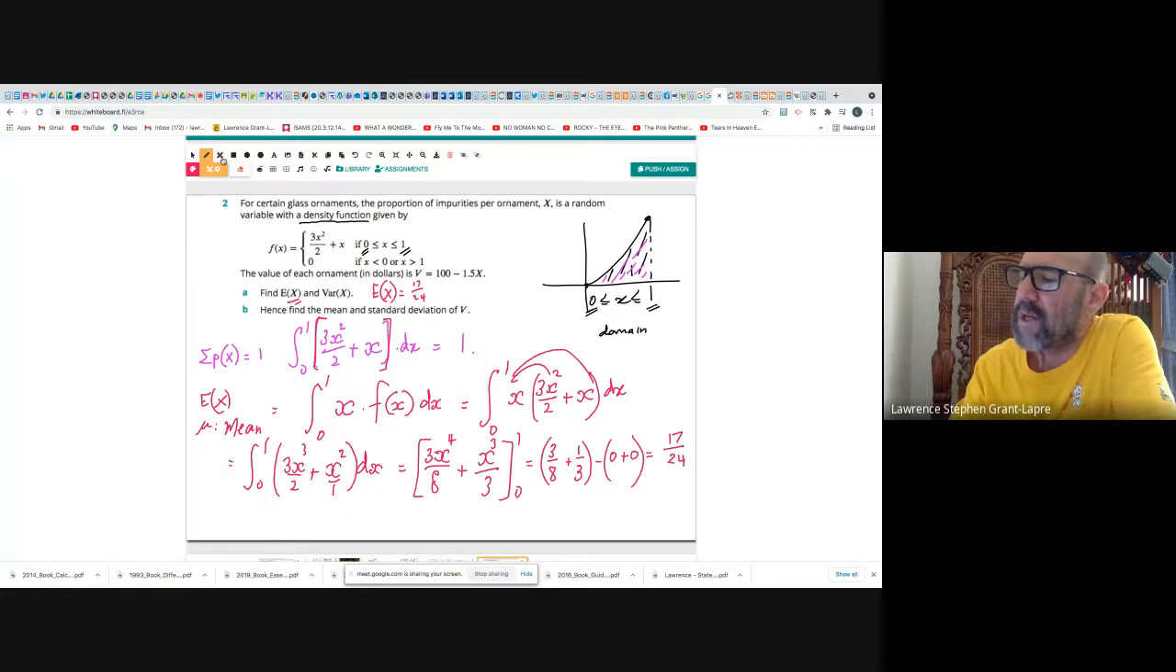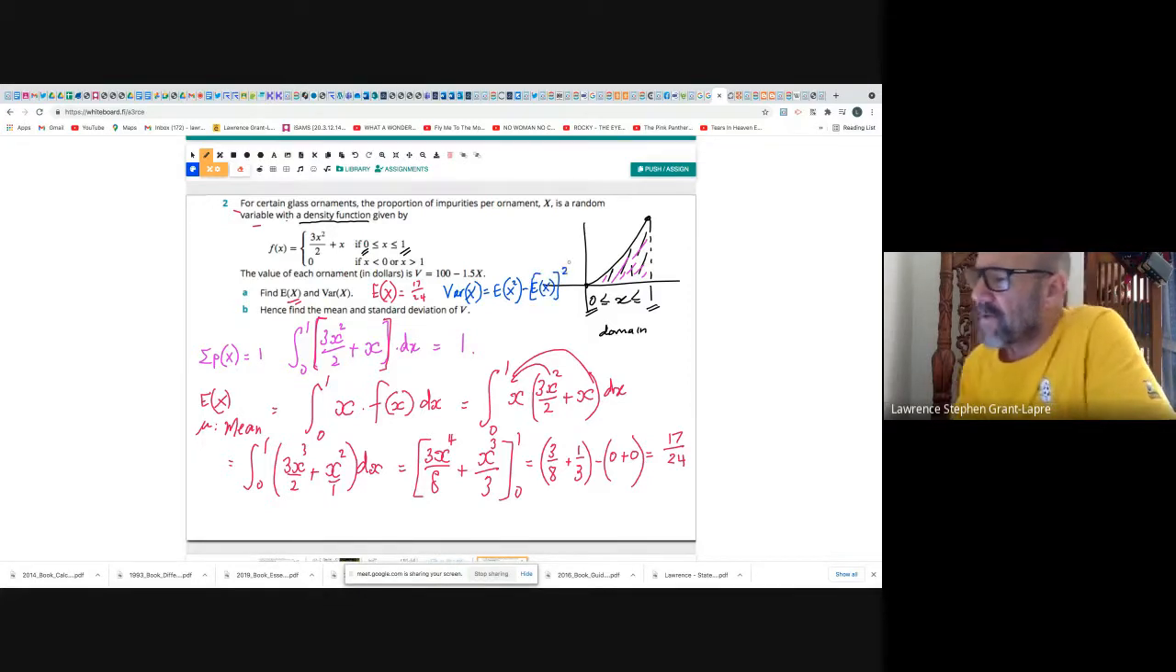Now we want the variance of x. So to get the variance of x, we need to first find the expected value of x squared. I'll just put the formula here. The variance of x is the expected value of x squared minus the expected value of x, squared. So let's find out what E of x squared is.